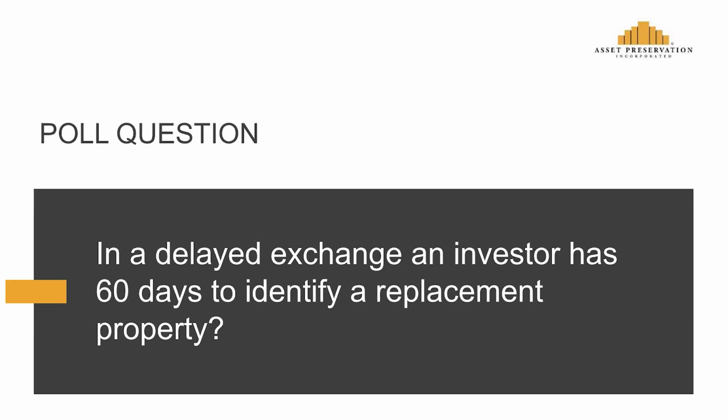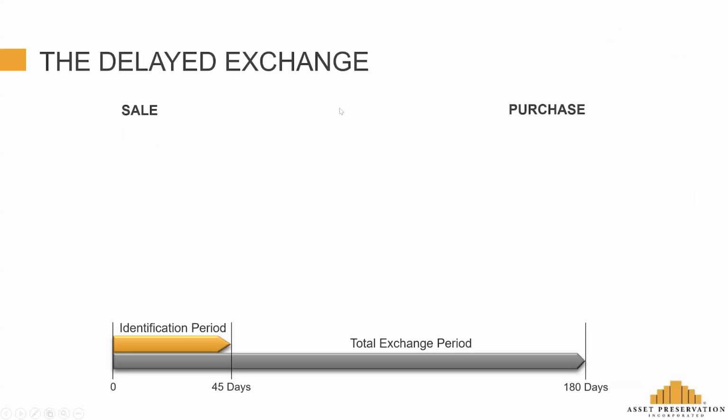All right. Well, you guys, let me go on to the next slide here, and we're going to look at this one. I'm going to solve it for you. This is the delayed exchange. So the answer to the question is that you don't have 60 days, you only have 45 days to do this. So you got a limited time frame to do this.